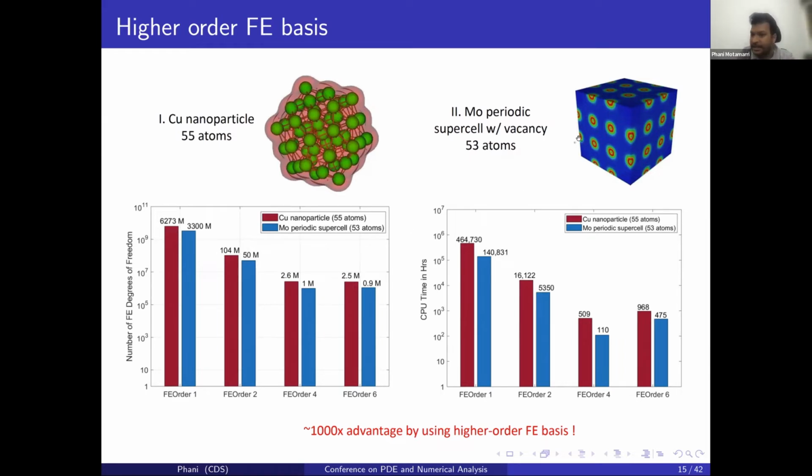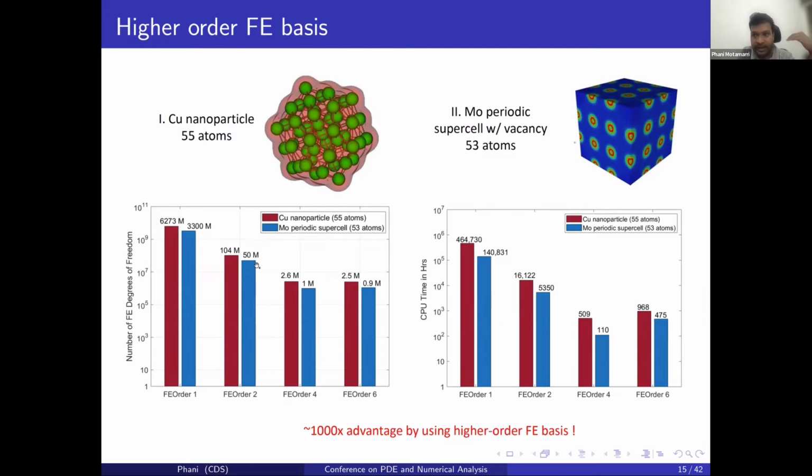And this is another benchmark case, which is a molybdenum periodic supercell with 53 atoms. If you look at both the copper nanoparticle and this molybdenum supercell, which we have observed in many systems as well, but here I'm putting two representative benchmarks, there is a dramatic reduction in the degrees of freedom. If you use FE order 2, you require 1,104 million degrees of freedom, whereas you just require 2.5 or 2.6 million degrees of freedom if you use a very high order finite element.